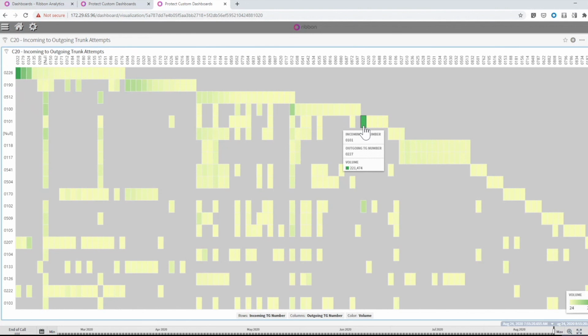You do see a lot of data on the previous one about the number of answered calls versus not answered calls, but if you're really trying to build your routing tables and understand where your traffic is coming in and going out, you can analyze it using a heat map.